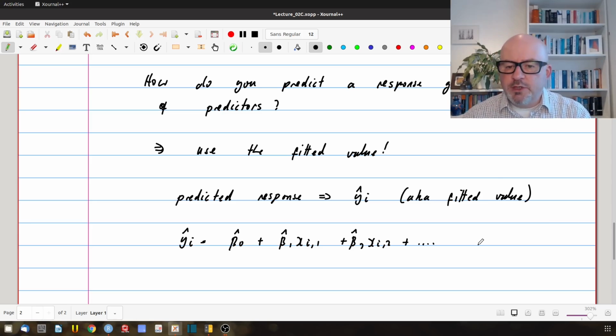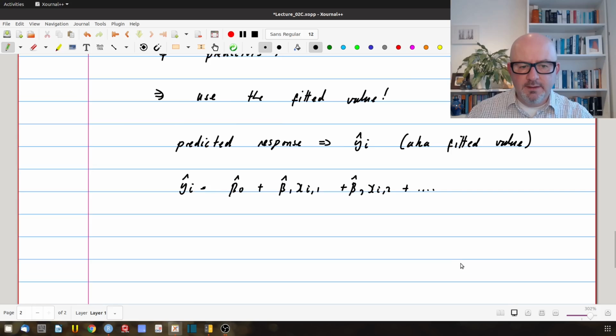So in a multiple regression model, what you do is you take the values of your predictor variables and you plug them into your least squares formula, and you get what we call the fitted value. And in fact, that fitted value is the best predicted value for your response. Let's have an example.